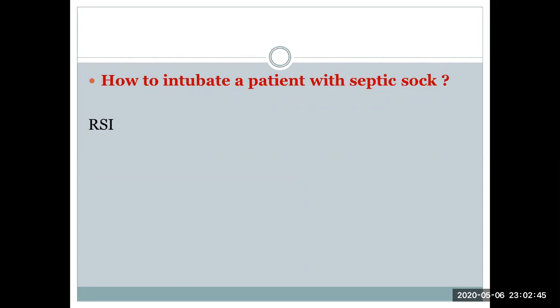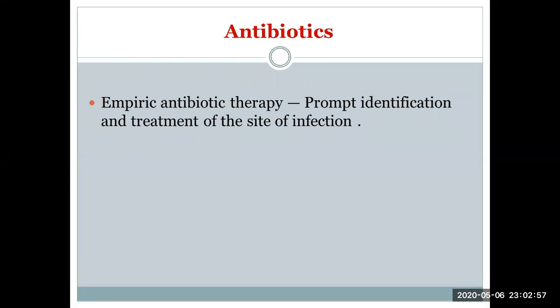We'll not discuss this point because this is beyond the scope of this topic. We can review it some other time, but always use RSI as your intubation method in a septic patient. Okay, antibiotics. We finished with the circulation, we finished with the airway already. Moving to the antibiotics. Empirical antibiotic therapy requires prompt identification and treatment of the site of infection. When you have the patient and you start assessing and you examine head to toe, just have an idea of what could be the source of infection.